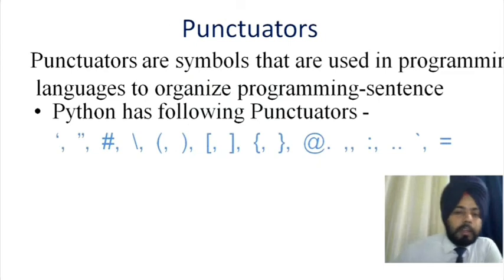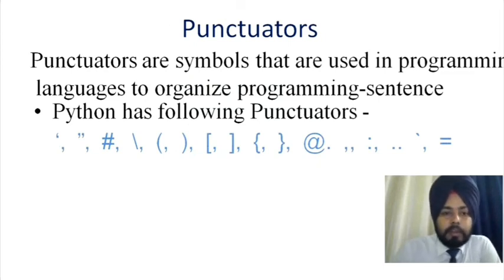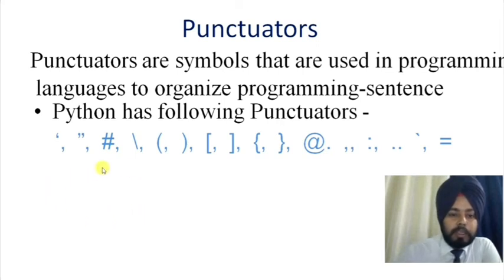Our next topic is punctuators. Punctuators are symbols that are used in a programming language to organize programming sentences. For example, Python has the following punctuators. These are the punctuators used in Python.